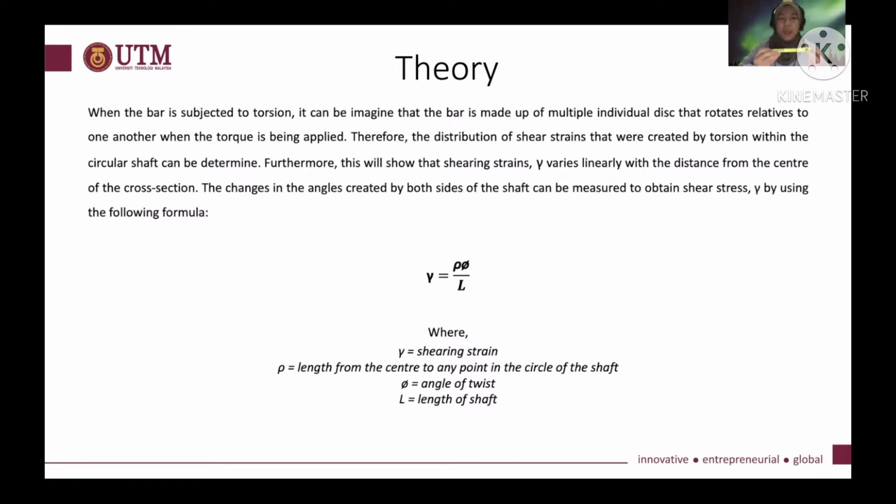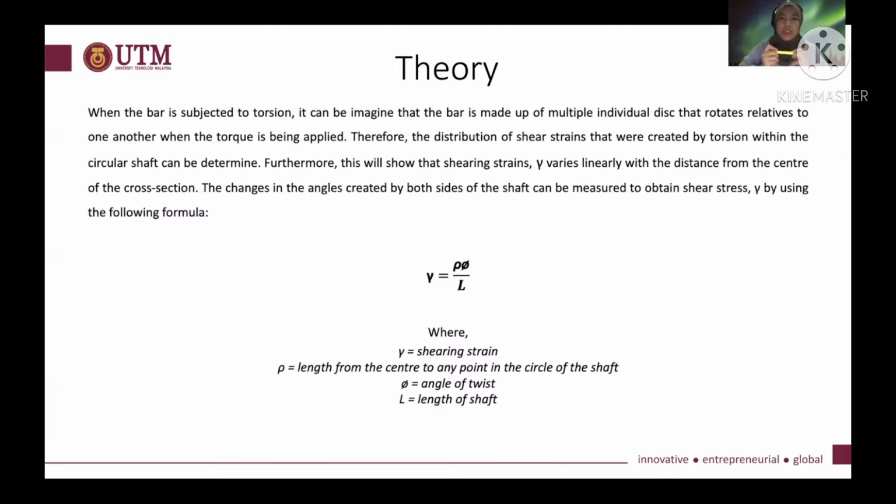For example, we have a bar right here. We can imagine that this bar has individual cross-sections, and these cross-sections are made up of multiple round, individual discs. So when this bar is subjected to torsion, these individual discs will rotate relative to each other and they will not deform.